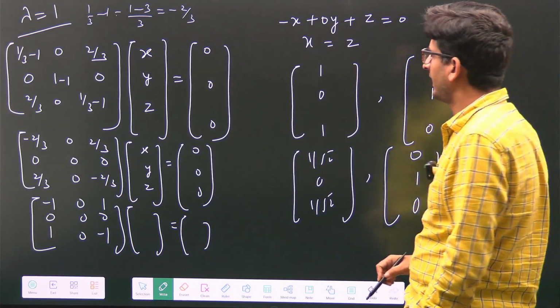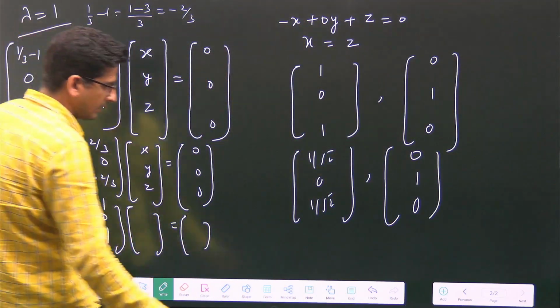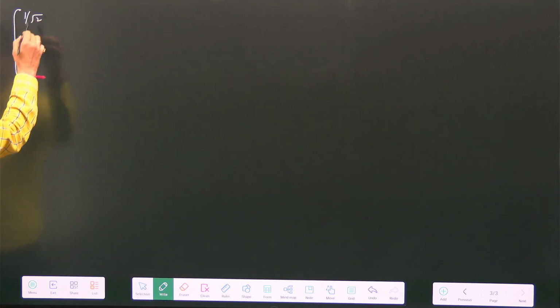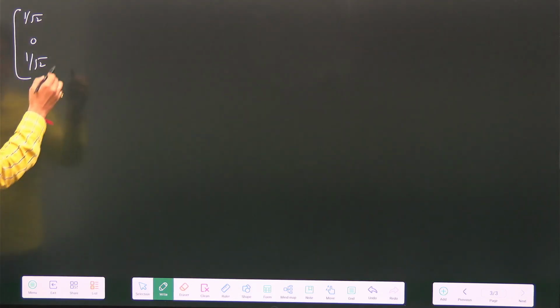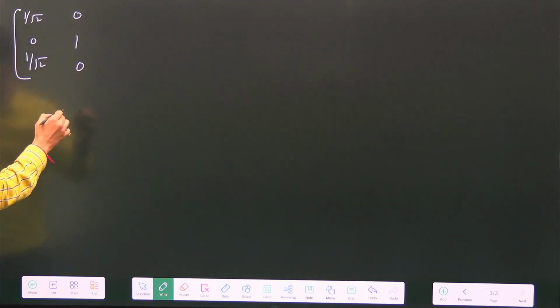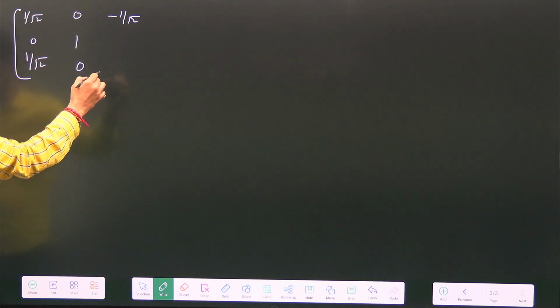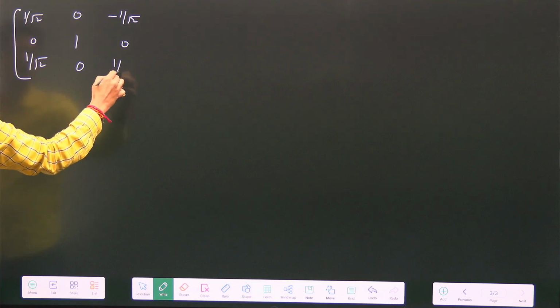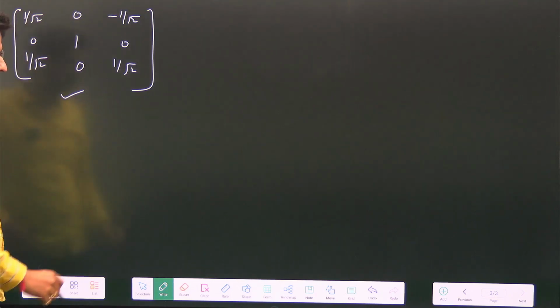So three eigenvectors have appeared in front of us. Just write all the three eigenvectors in a matrix. And that matrix will become 1 by root 2, 0, 1 by root 2, then 0, 1, 0, and then minus 1 by root 2, and 0, and 1 by root 2. Okay? So you check in the options, that option will be the correct one.